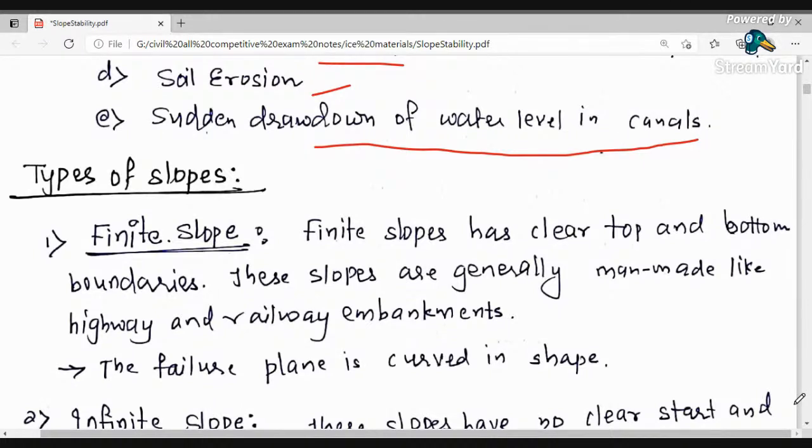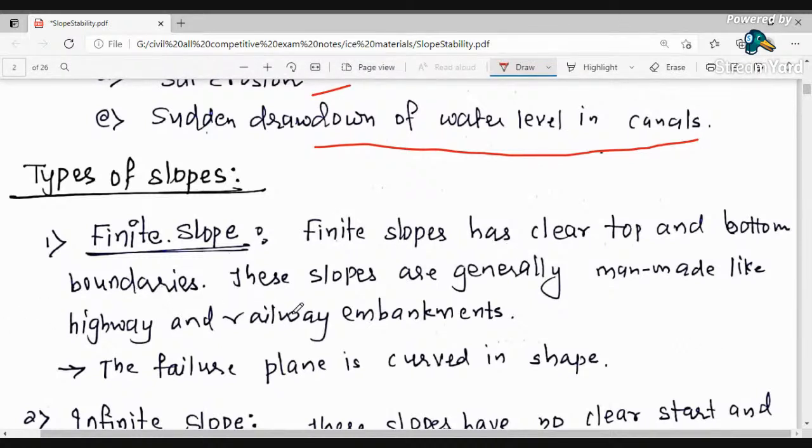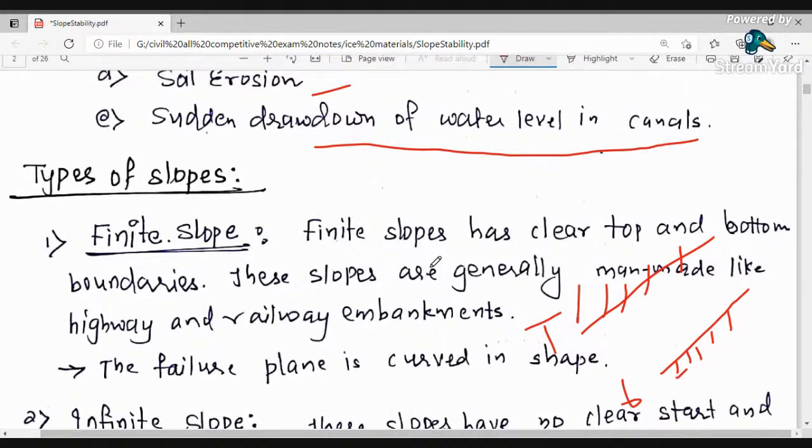Finite slope means, as the name itself says, that it is finite, that means it has clear top and bottom boundaries. Suppose this is a slope, this is a bottom boundary, then another boundary is also there which is the top boundary, right? In between them the soil particles are held. So if it has a specific top boundary and bottom boundary, then it is known as finite slope. These slopes are generally man-made, like highway and railway embankment.